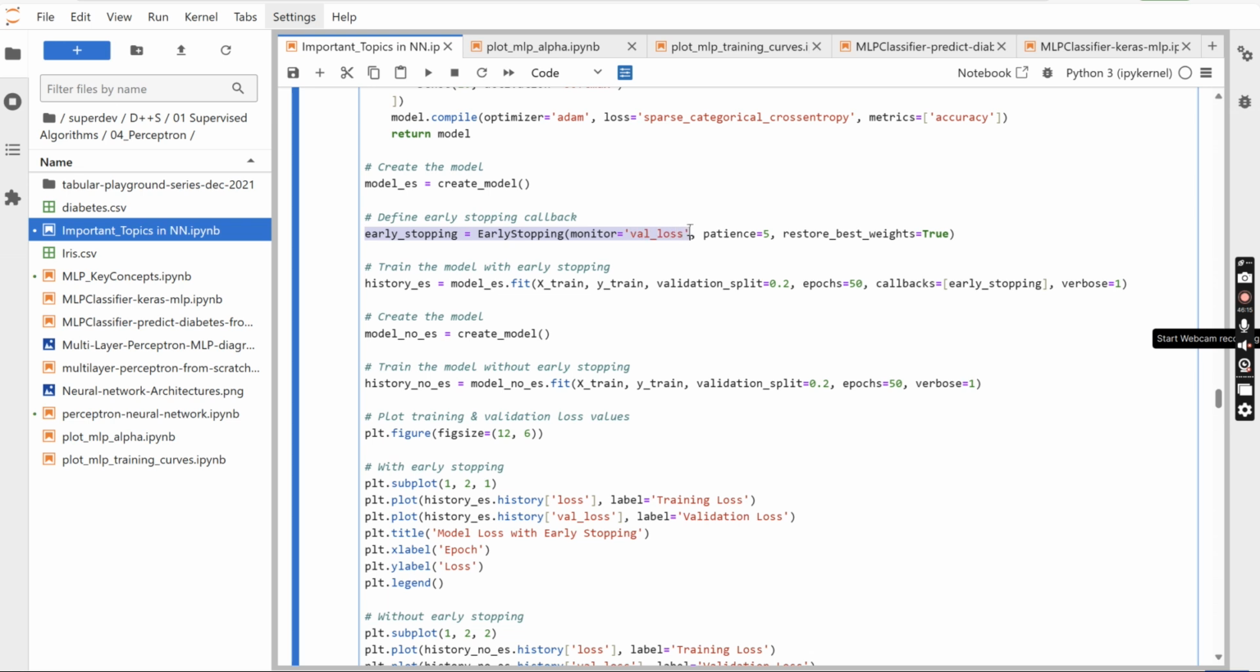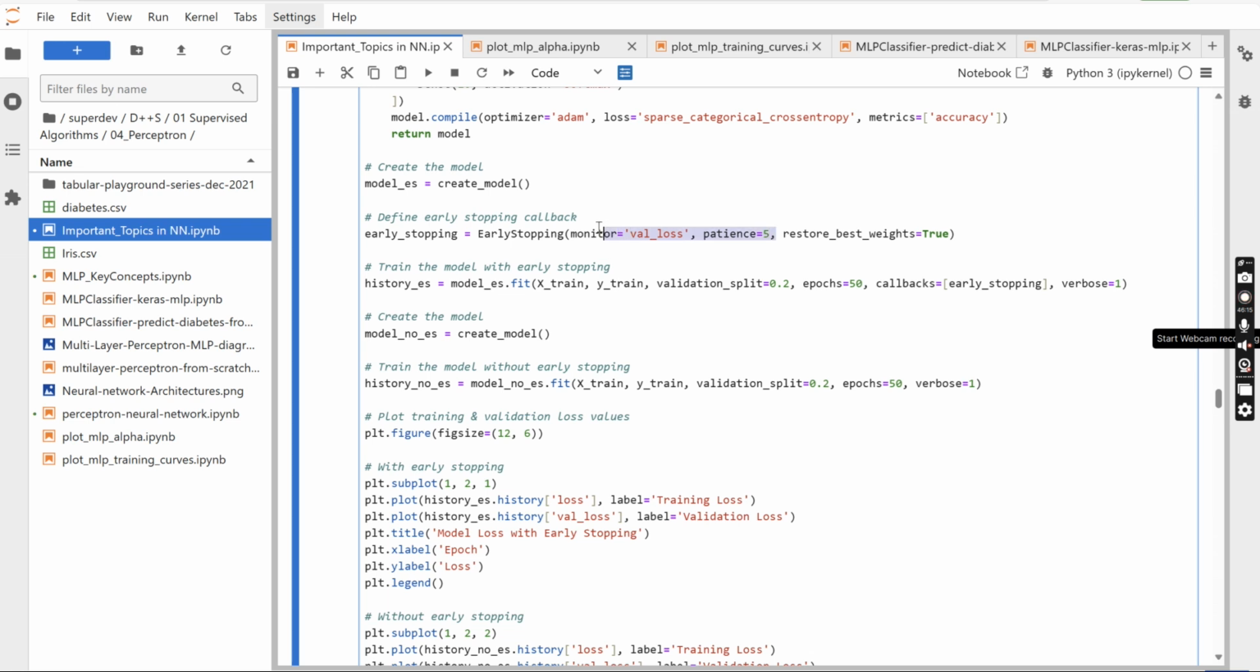And you have to specify what to monitor: validation loss or training loss, or the accuracy of the training, or validation accuracy, anything. Patience is 5. That means you wait 5 iterations and see whether the validation loss is decreasing or not. That is what patience is. It will monitor the last 5 values. If they are very close or the same, it will stop.